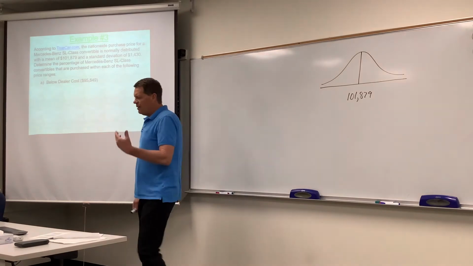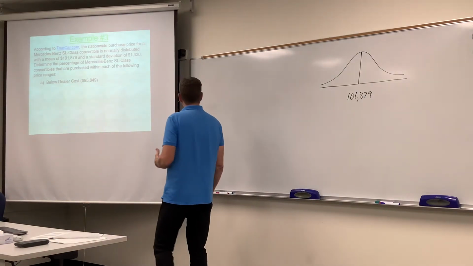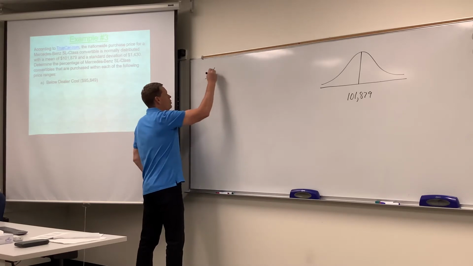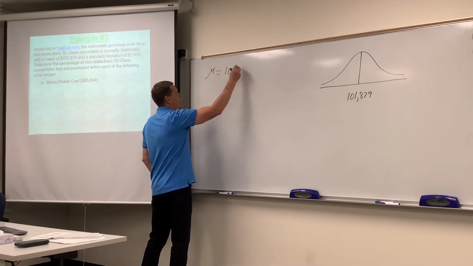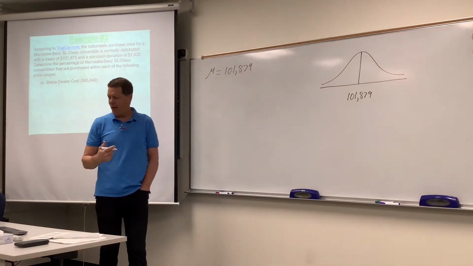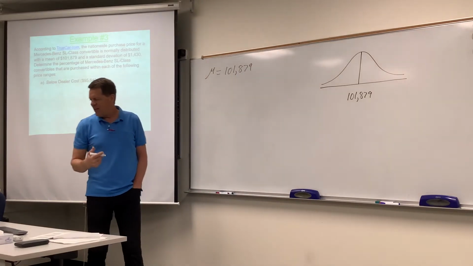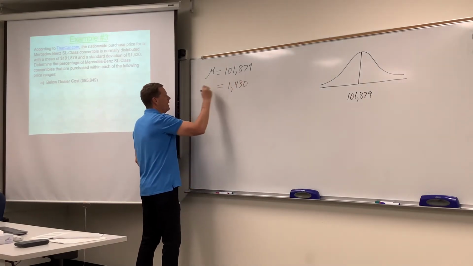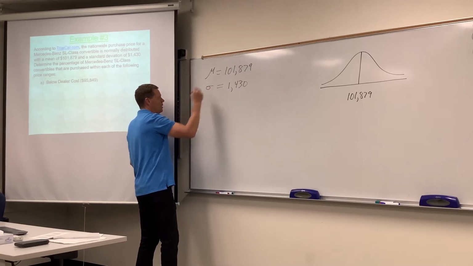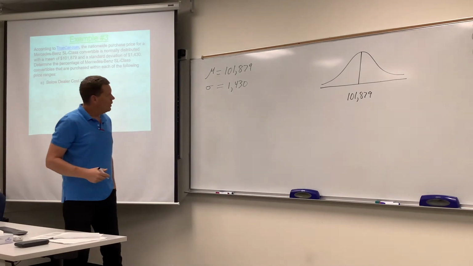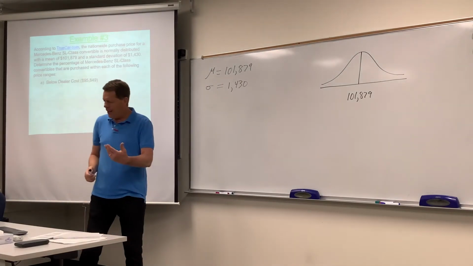So it says that the mean is 101,879. So I want to remind you that we use the symbol mu for the mean of a population, right? This would be the mean for that population of cars. And it says that the standard deviation is $1,430. All right? And that, if you recall, is called sigma. I've been working on drawing my sigmas here. So there you go.